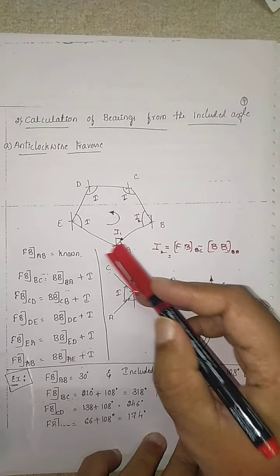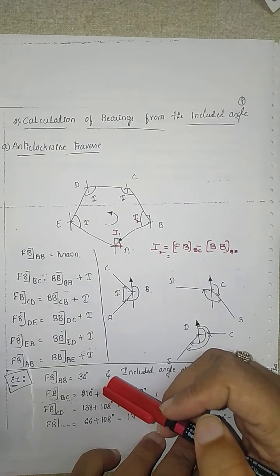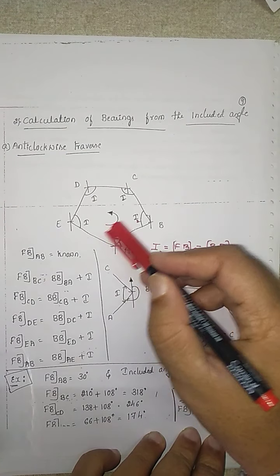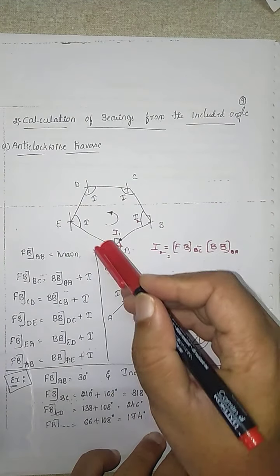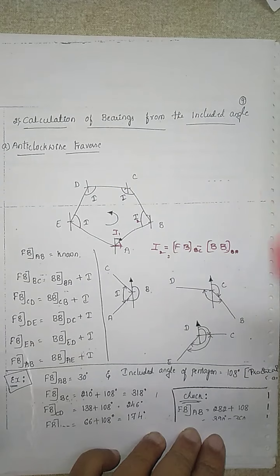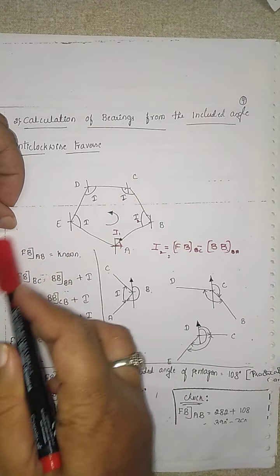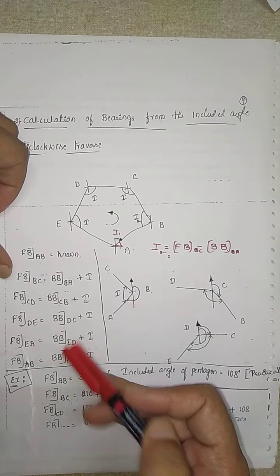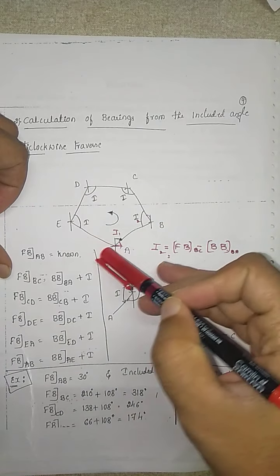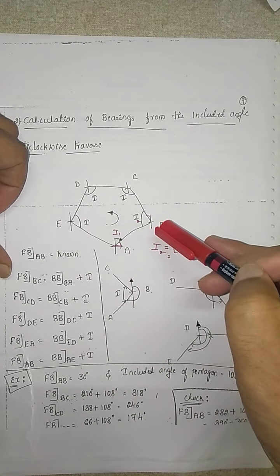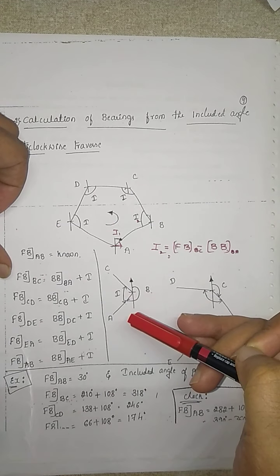Now here, this is nothing but your closed traverse, right? A, B, C, D, E, it is a pentagon, it is a closed traverse. But this is an anti-clockwise closed traverse. Why? A, B, C, D, E, they are moving in the anti-clockwise direction. Now in the problem, the fore bearing AB will be given to you, and you need to find out the fore bearing of BC if the included angle is given to you.